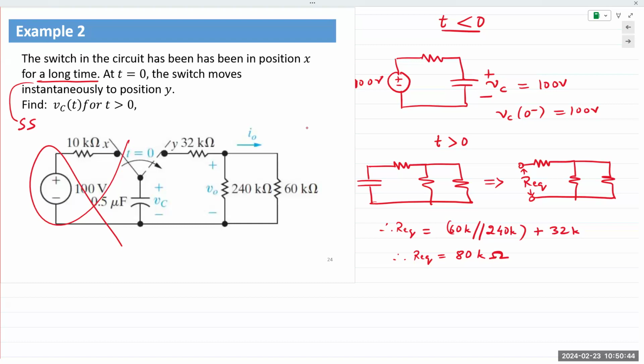I can find the time constant simply by multiplying Req with capacitor C. So 80 kilo ohms times 0.5 microfarads. And so my tau is equal to 40 milliseconds.